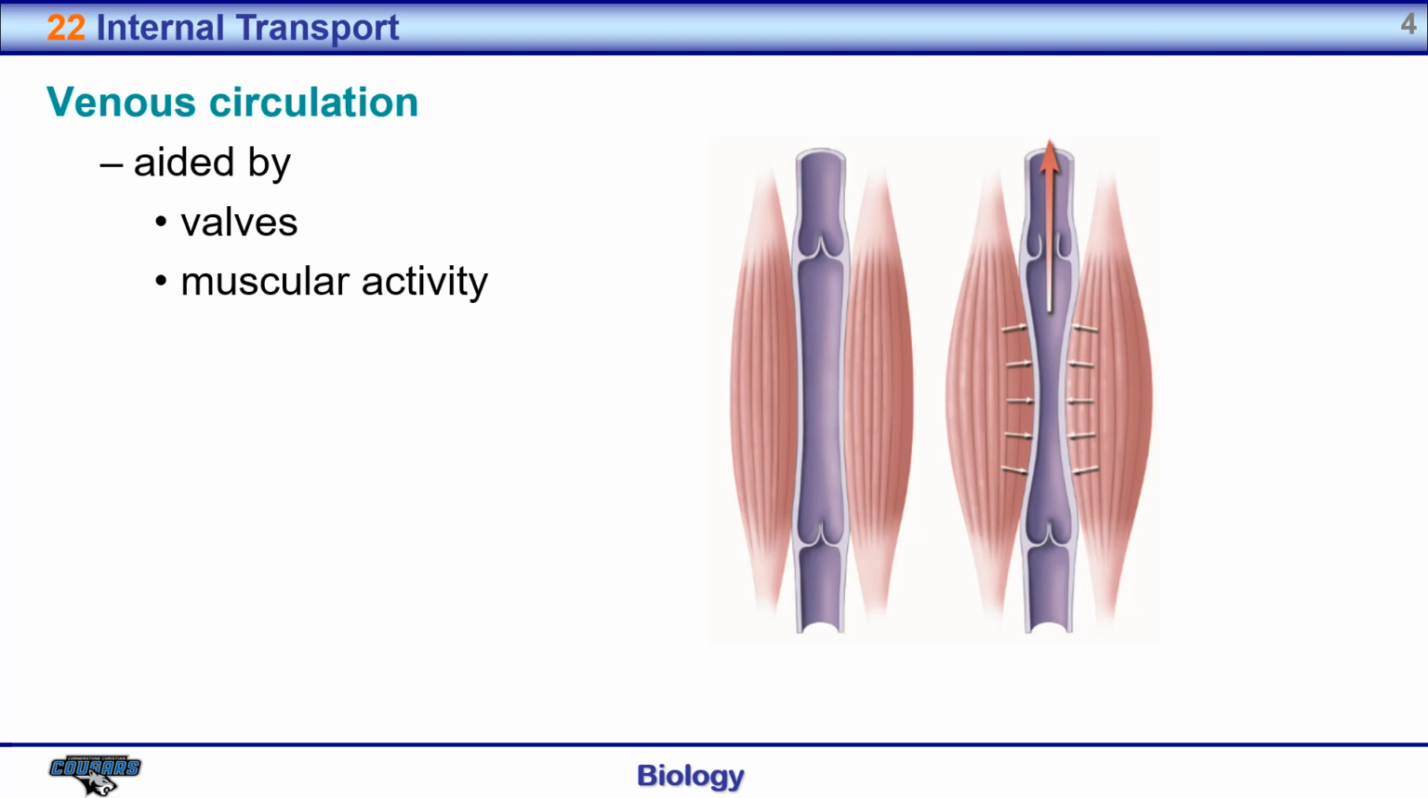So if we look at our diagram right here, we have 2 valves, let's say in this area of the vein, and we have muscles on either side of the vein, and when the muscles contract, they compress the vein in this area right here. That will increase the pressure on the blood. This bottom valve is going to prevent the blood from flowing backwards, so the blood only has one path that it can take, and that is up through this valve. And so muscle activity is actually helping the blood make its way back to the heart.